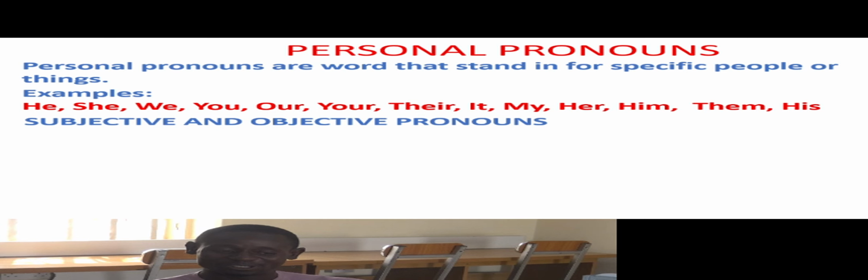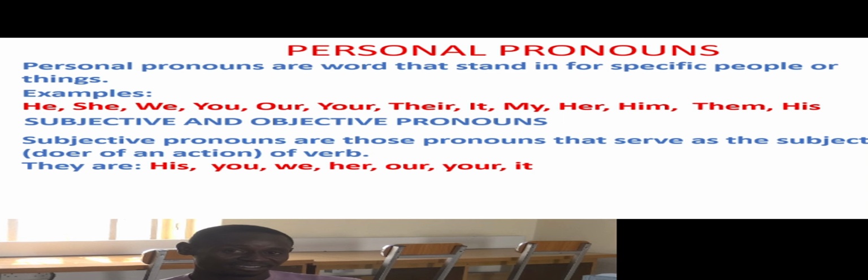Subjective pronouns are those pronouns that serve as the subject of a sentence. You recall subjects of sentences? Subjects in sentences, the doer of actions in a sentence. Now, the personal pronouns we discussed. Remember, I gave you examples of personal pronouns just before this. And we have he, she, we, you, our, my, etc. Now, some of them are grouped as subjective pronouns.